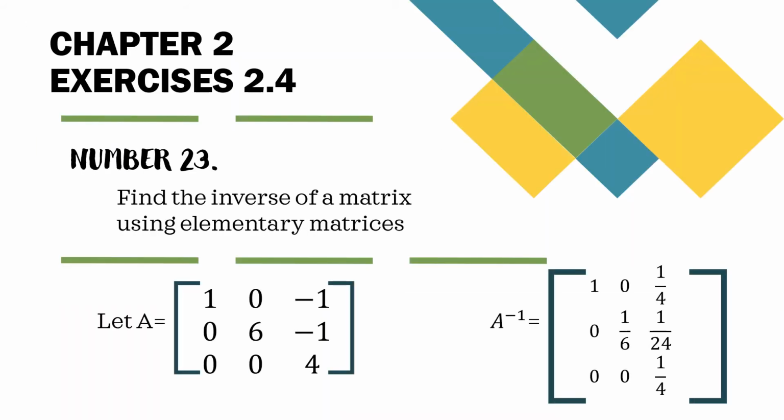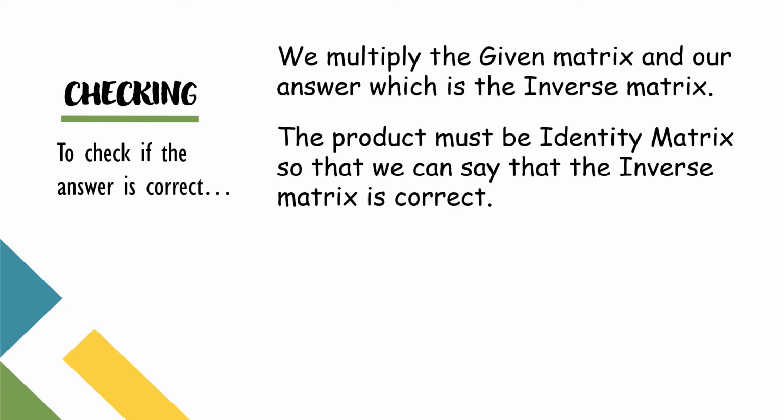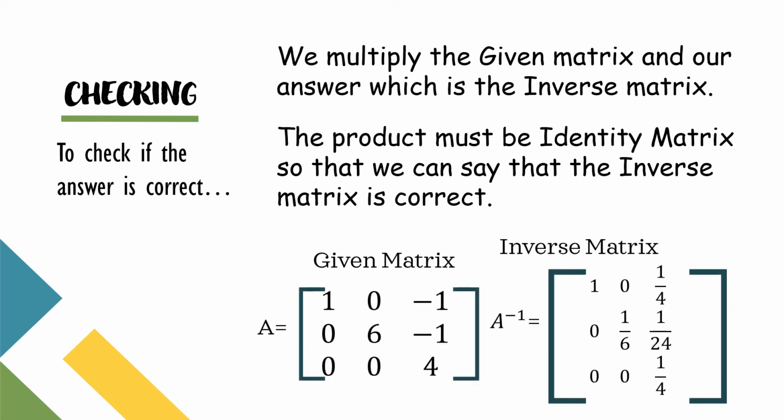The answer for number 23 is the inverse of A. This is the inverse form. We have a 3 by 3 matrix. We have 1, 0, 1/4, 0, 1/6, 1/24, 0, 0, 1/4. To check if the answer is correct, we multiply the given matrix and our answer, which is the inverse matrix. The product must be the identity matrix so that we can say that the inverse matrix is correct. This is our given matrix and the inverse matrix.